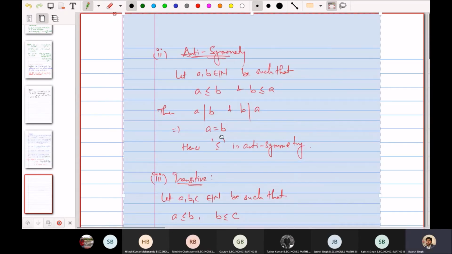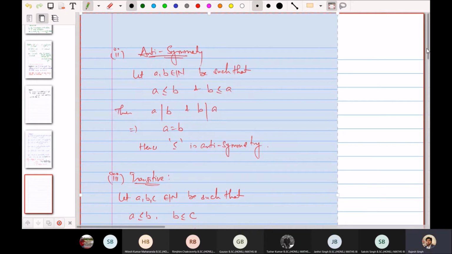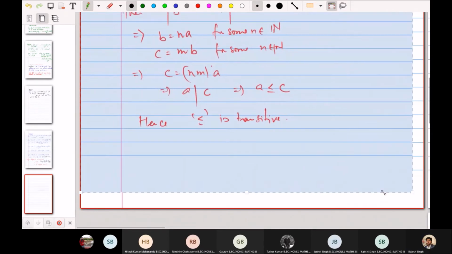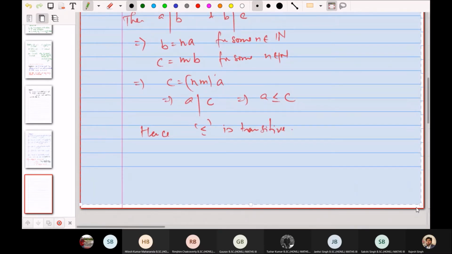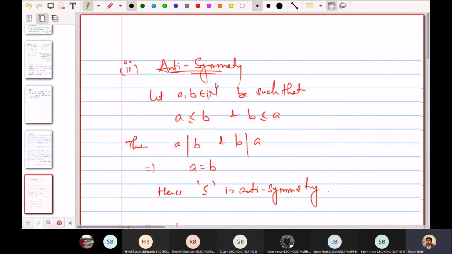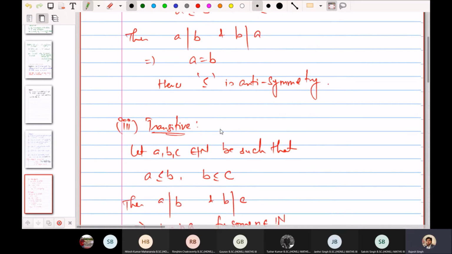Then let us see the antisymmetric property of this. For antisymmetry, if you pick any two natural numbers such that a is related to b and b is related to a, then a divides b and b divides a, so a will be equal to b. This we have already seen yesterday also.